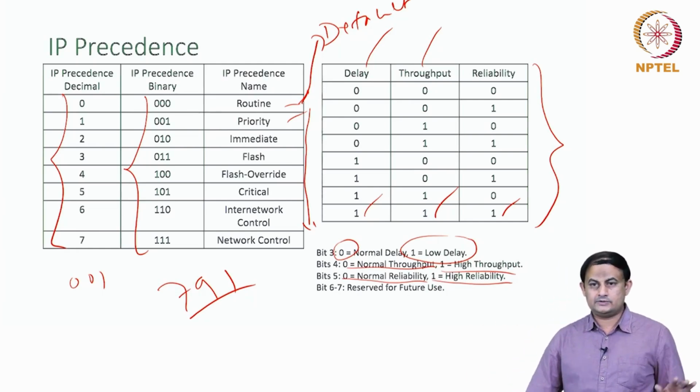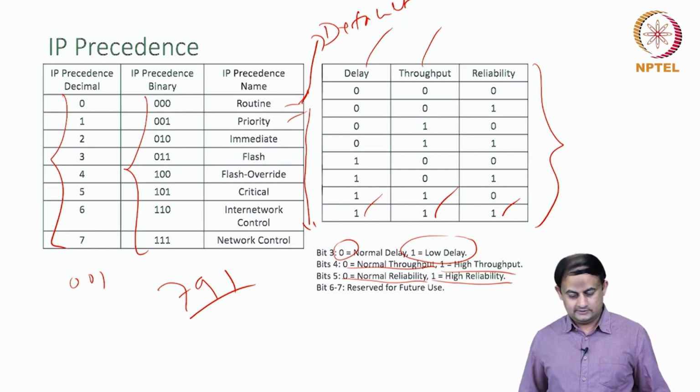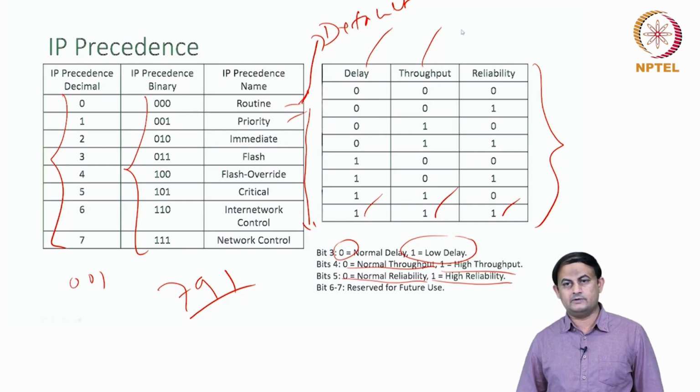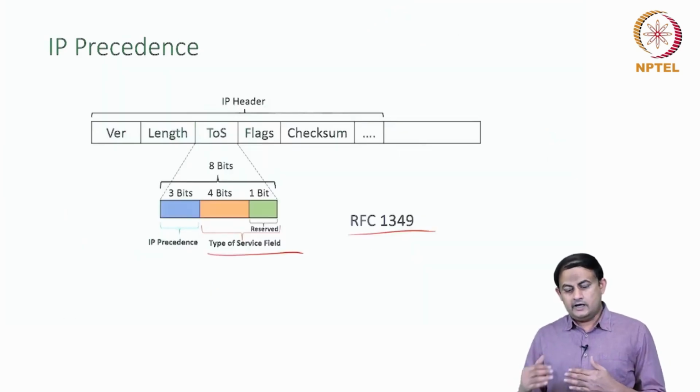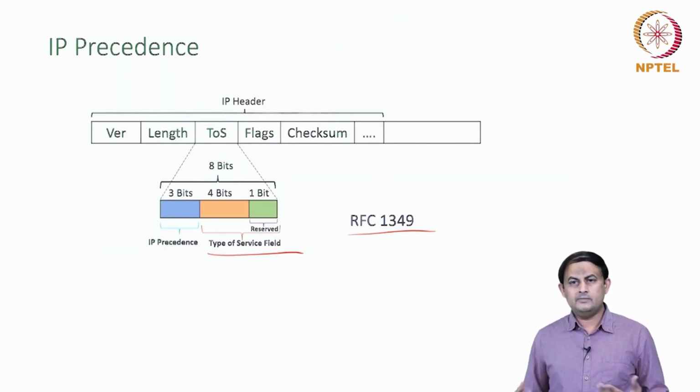And that's the story. That's the beginning of the first case when some kind of quality of service notion was brought into computer networks. Subsequently, RFC 1349, approximately 10 years later, came and modified this type of service field.